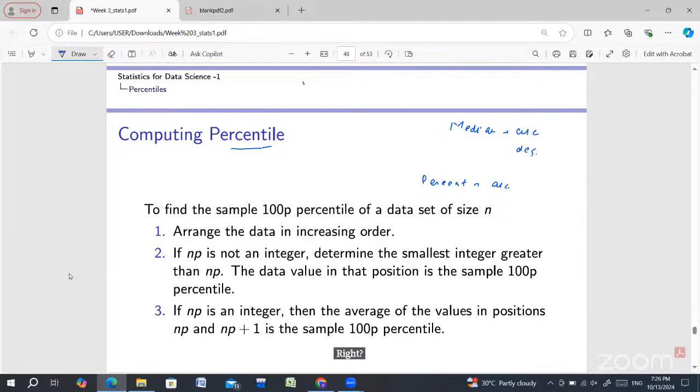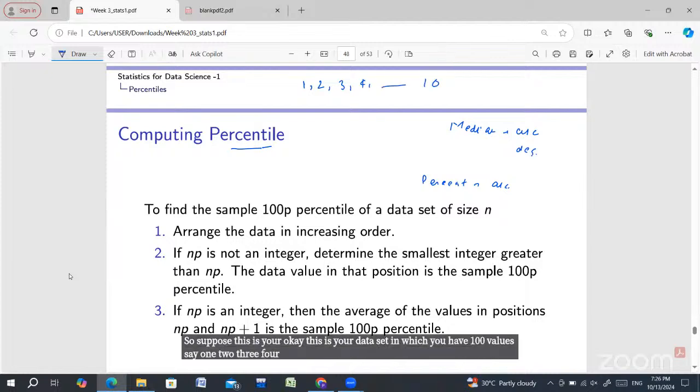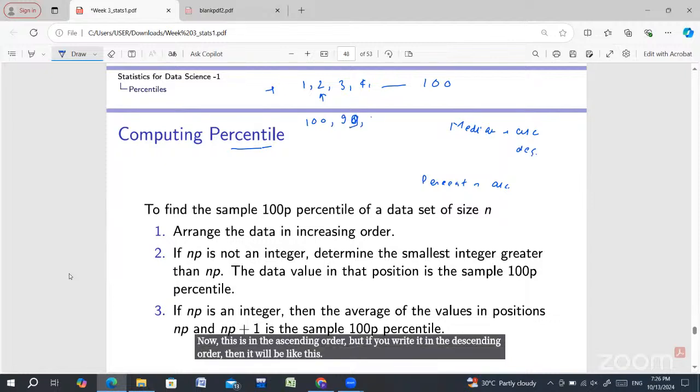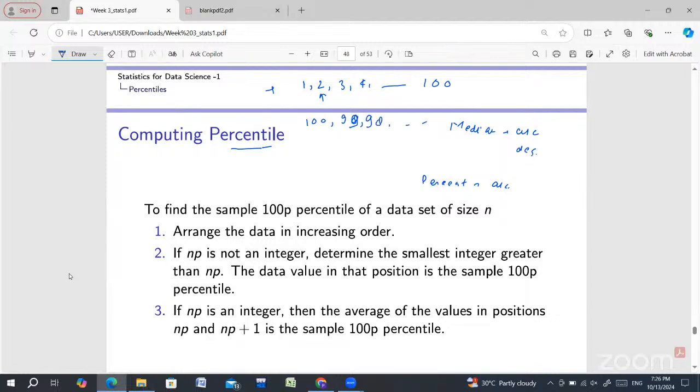Suppose this is your data set in which you have 100 values, say 1, 2, 3, 4, up to 100. So your second percentile is 2, suppose. This is in ascending order, but if you write it in descending order, then in that case it will be 99, but that is wrong. So for percentiles, we arrange the data in ascending order.